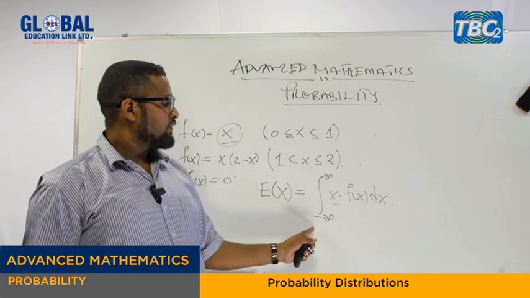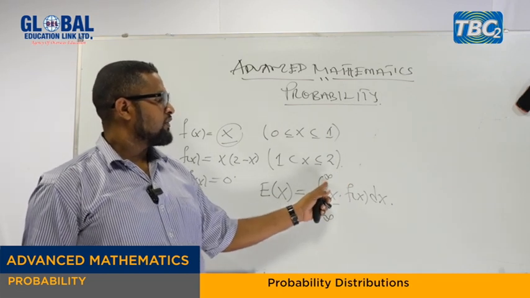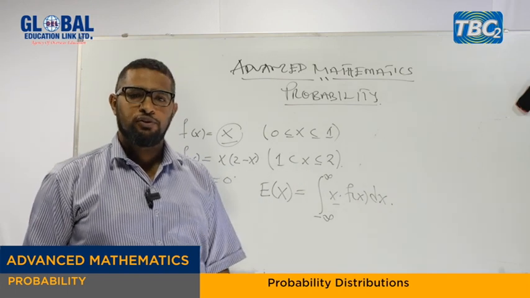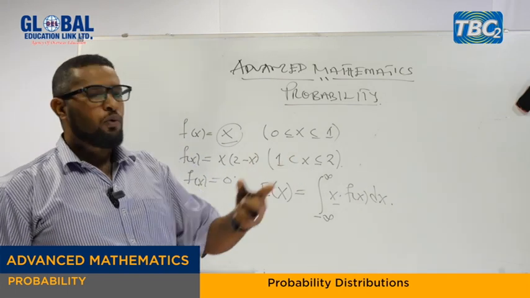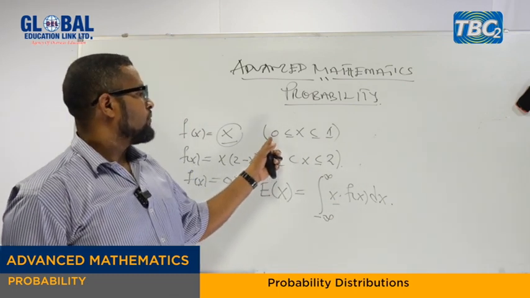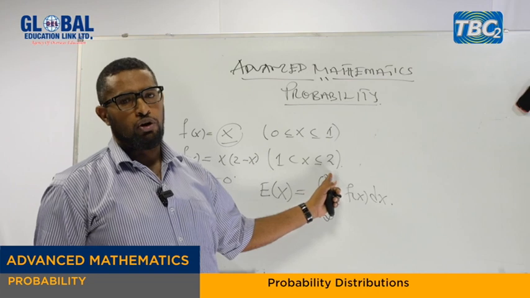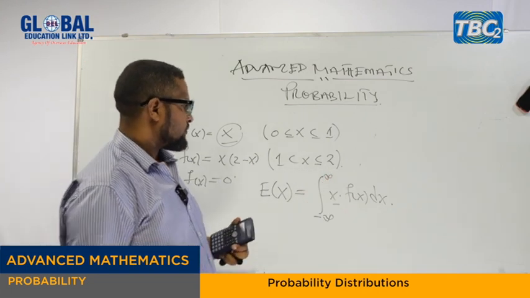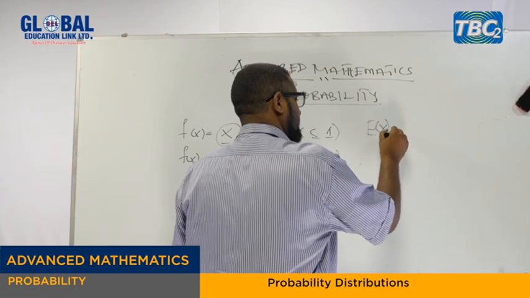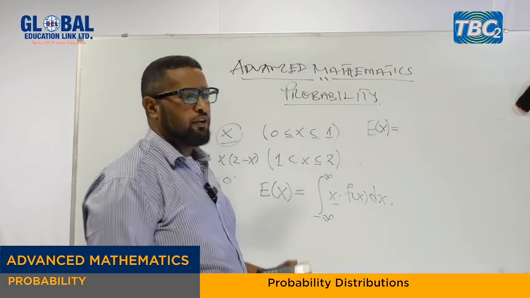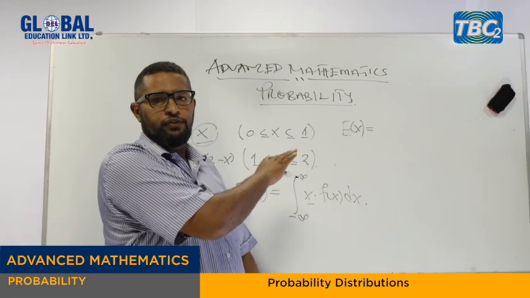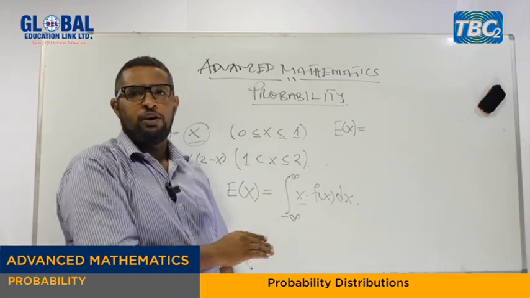When you say negative infinity to positive infinity, it means you may include negative and positive numbers. But for our question, we don't have negative numbers. We have numbers starting from 0 up to 2 only. Now, let's substitute our function in the formula, but without using negative infinity and positive infinity. We are using the limits that we are given.